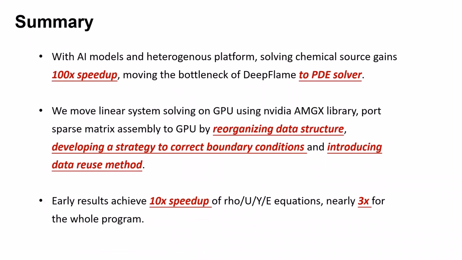This is a summary. With AI and GPU, we solve the chemical source with a 100 times speedup, moving the bottleneck of DeepFlame to the PDE solver. For the PDE solver, we move the linear system to the NVIDIA AMGX library, and we port the sparse matrix assembly to GPU. Finally, the early results achieve a 10 times speedup of the rho, U, Y, e equations.